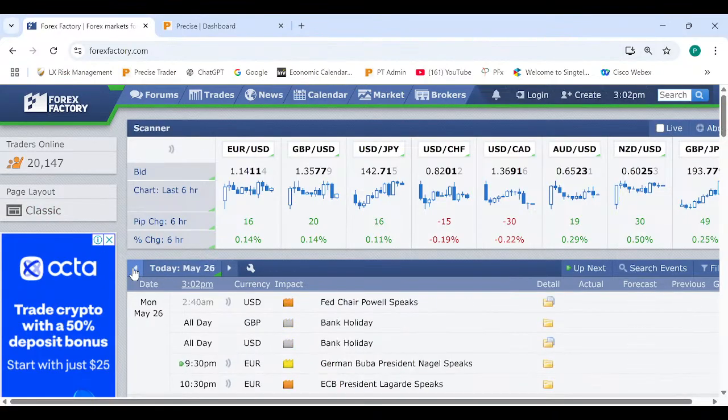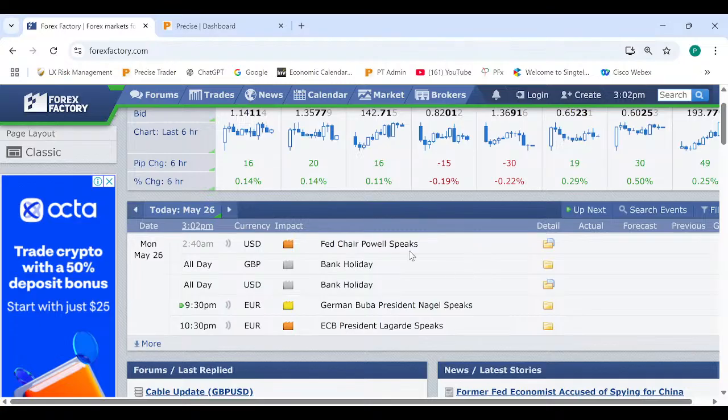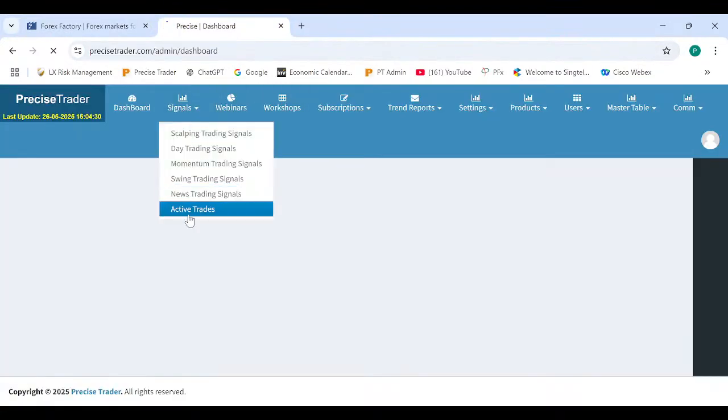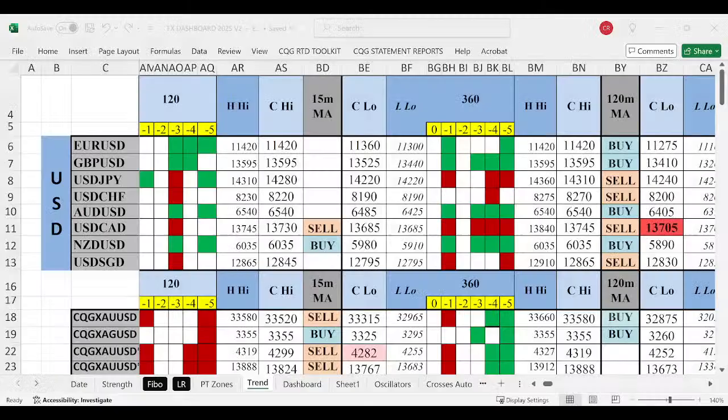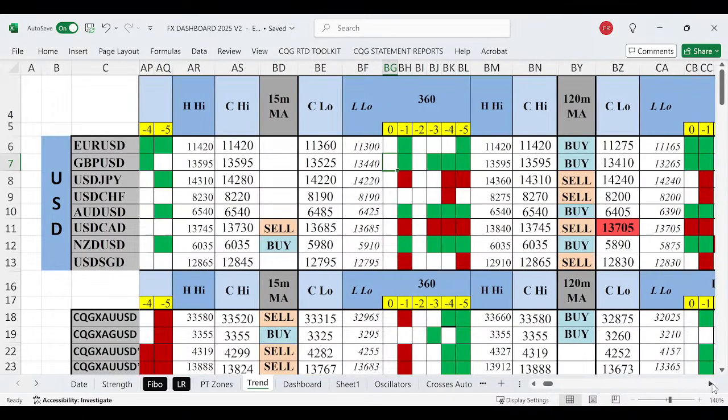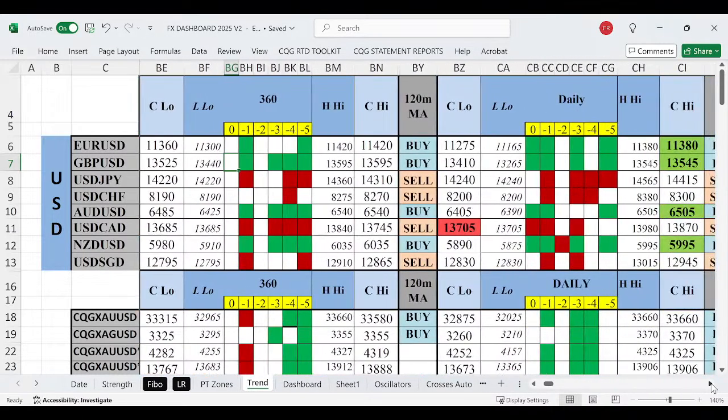The main thing is today there is no data, and only the Fed chairman is going to give a talk. As far as open trades are concerned, there are no open trades, and let's move on to our live analysis. So here, looking at this, let's see. Now we have the daily.